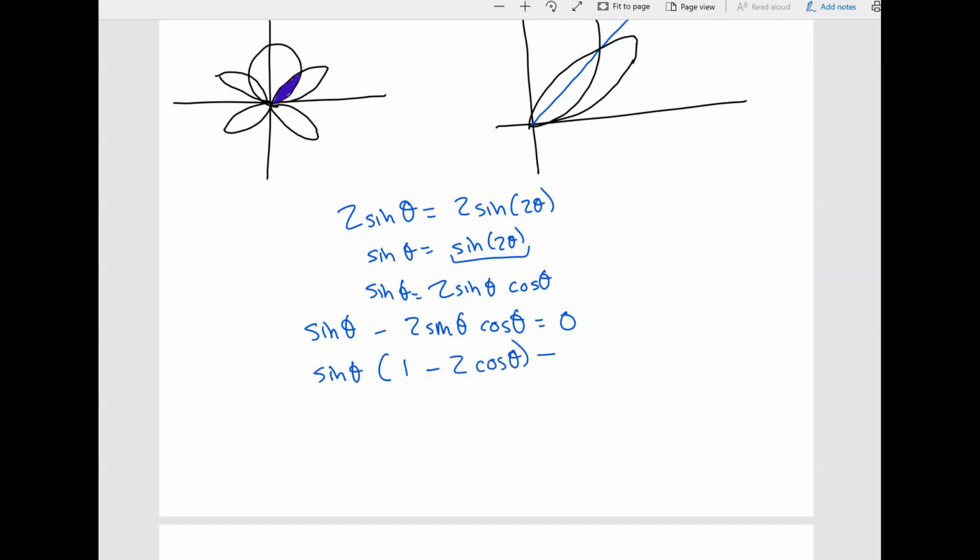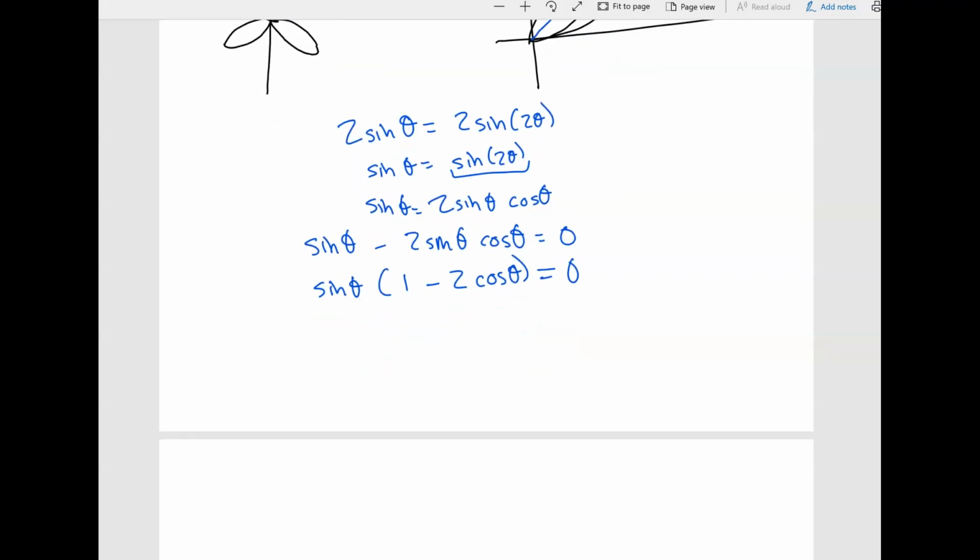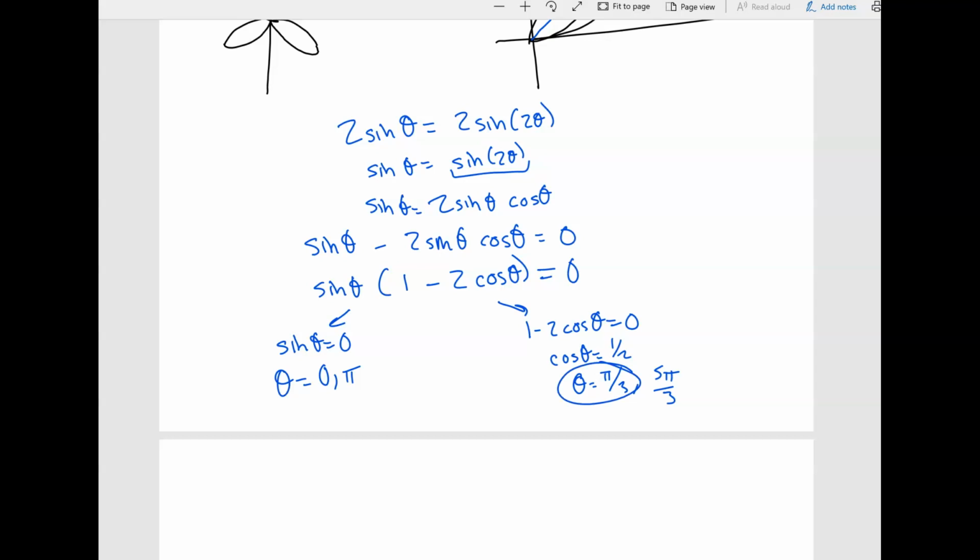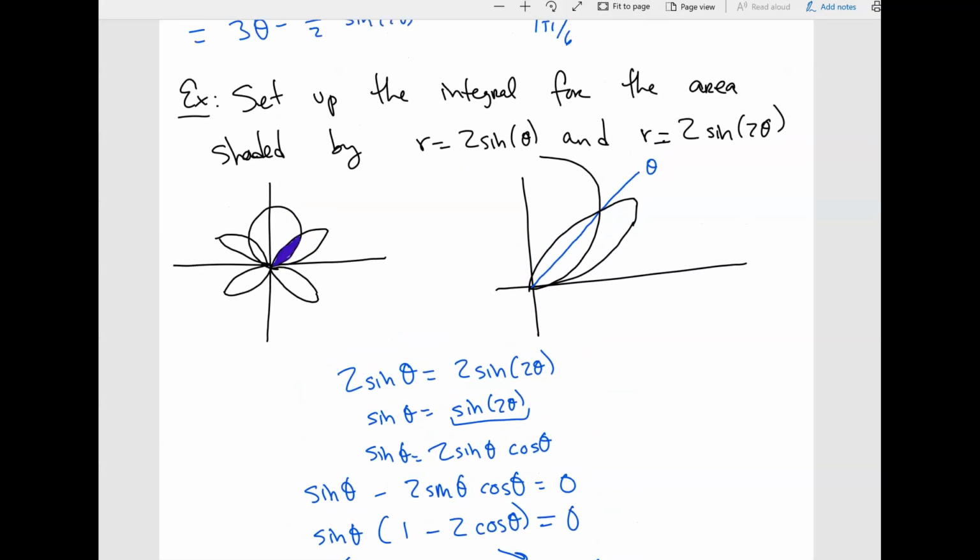And you're going to have 1 minus 2 cosine of theta equals 0. So I can set sine of theta equals 0, and 1 minus 2 cosine of theta equals 0. So here theta is going to be equal to 0 and pi, and here cosine of theta equals 1/2. So theta equals pi over 3 and 5 pi over 3. So notice here that you're basically going to look at the cosine, which is pi over 3. So this guy should actually be pi over 3. Okay, so we kind of already figured out what that's going to be.